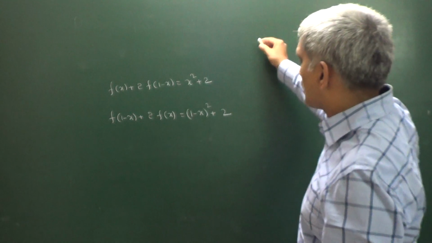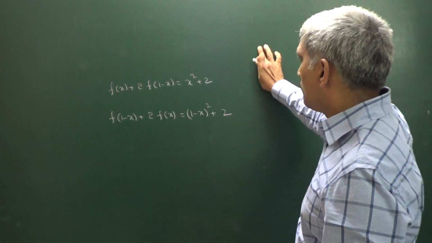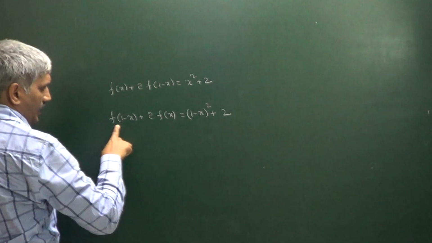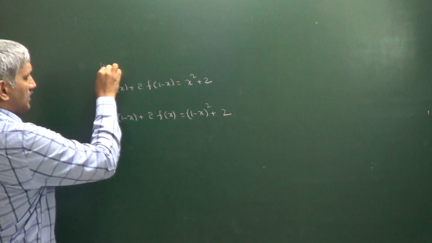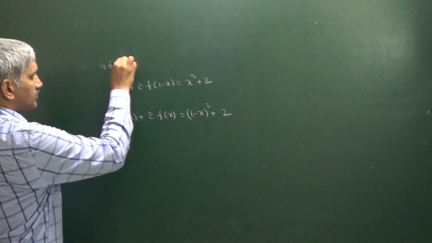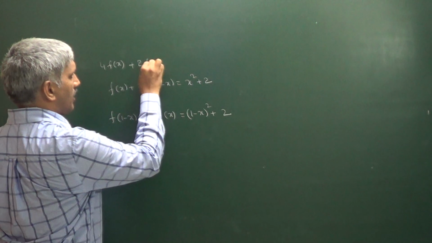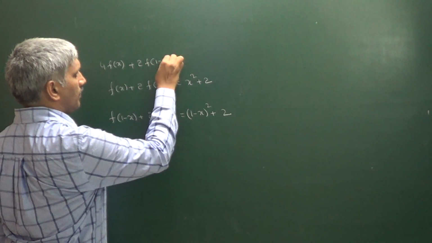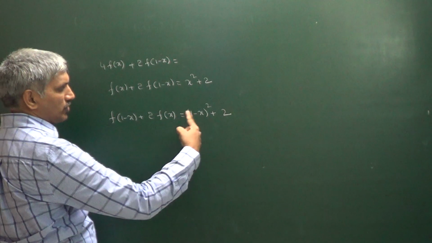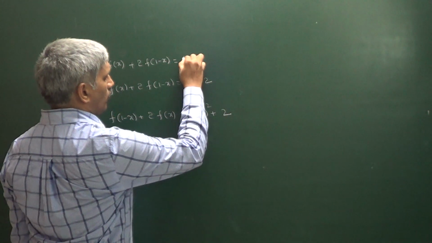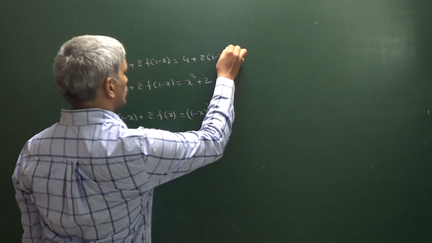Okay, the second equation we are multiplying with 2. Then what happens? 4 times f of x, plus 2 times f of 1 minus x is equal to, the second equation multiplied with 2, so that's why 4 plus 2 into 1 minus x whole square.